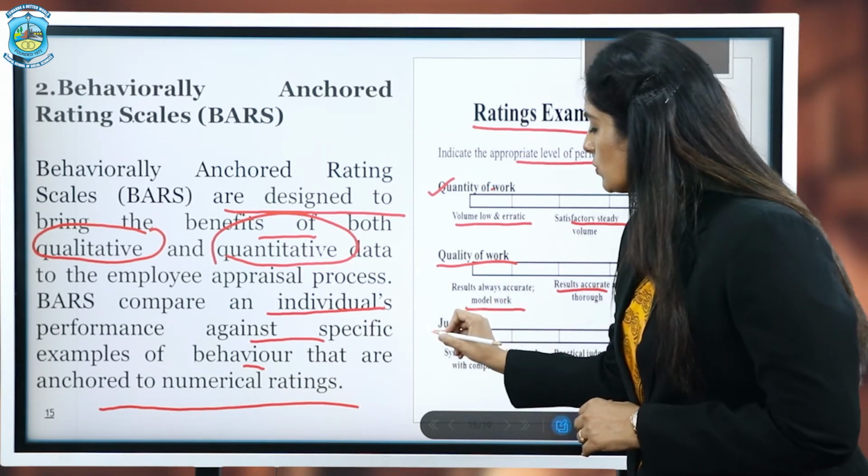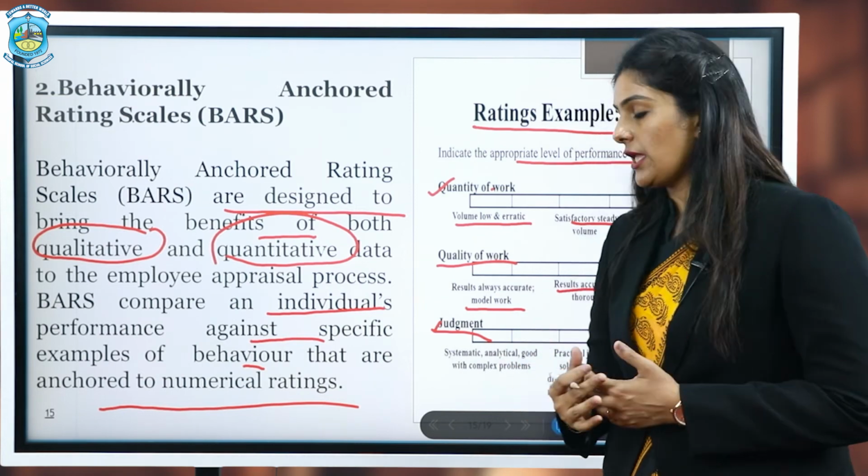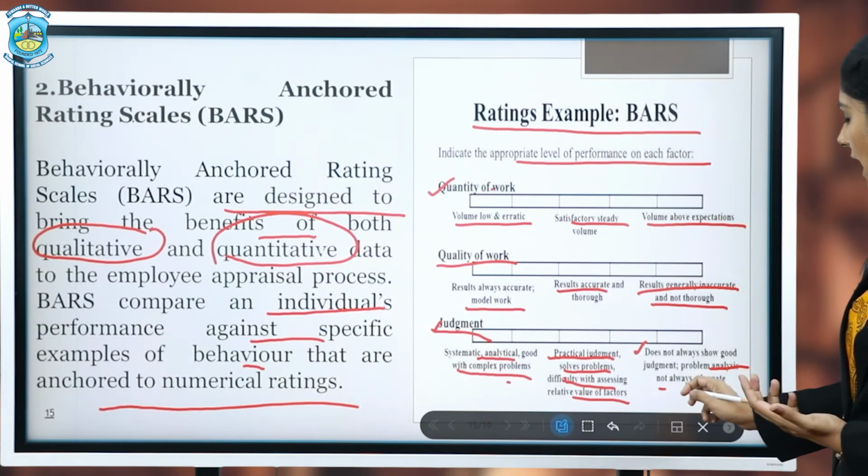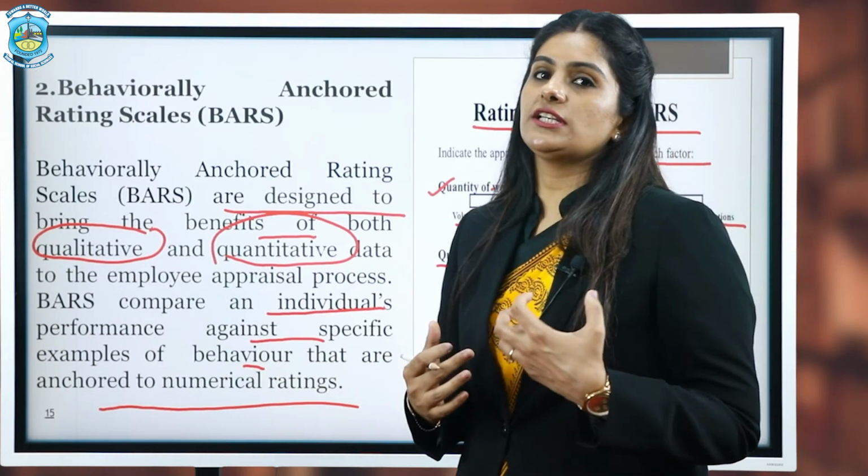The third factor which is used is the judgment of an employee. So we can say that judgment skill can be measured as very systematic, analytical and good with complex problems, or the employee has certain practical judgment skills to solve problems but has difficulty with assessing different values of these factors. And the third scale which can be used for judgment is that the employee does not always show good judgment, and problem analysis skills are not sufficiently adequate.